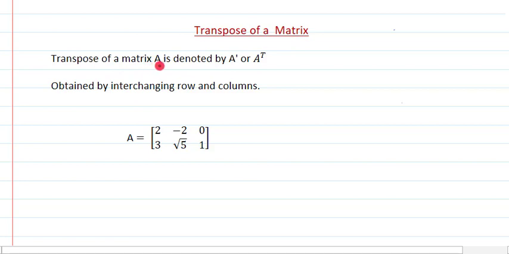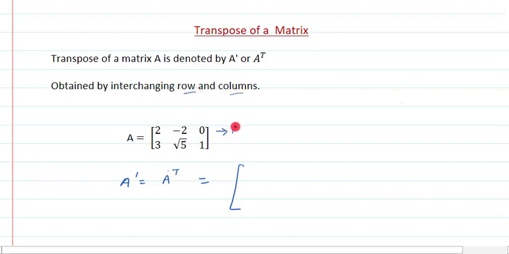Transpose of a matrix A is denoted by either A dash or A^T, means A power T, and is obtained by interchanging rows and columns. Here is one example of matrix A whose transpose I need to calculate. So A transpose, or A dash, which is equal to, as it is written, by interchanging rows and columns.